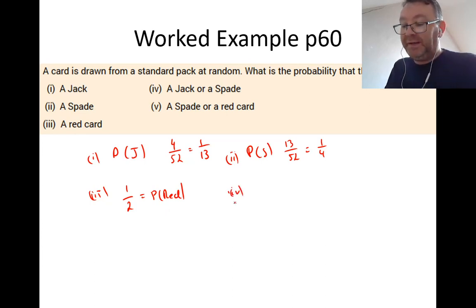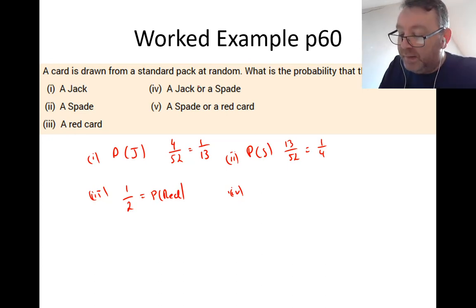What's the probability of getting a jack or a spade? Now, here's where we've got to be careful. First of all, we've got to work out the probabilities separately, okay? And then we've got to remember what the word or means. It means that you add them together. So jacks, we said already, from the previous part, it's 1 over 13. Or a spade, that's 1 over 4.